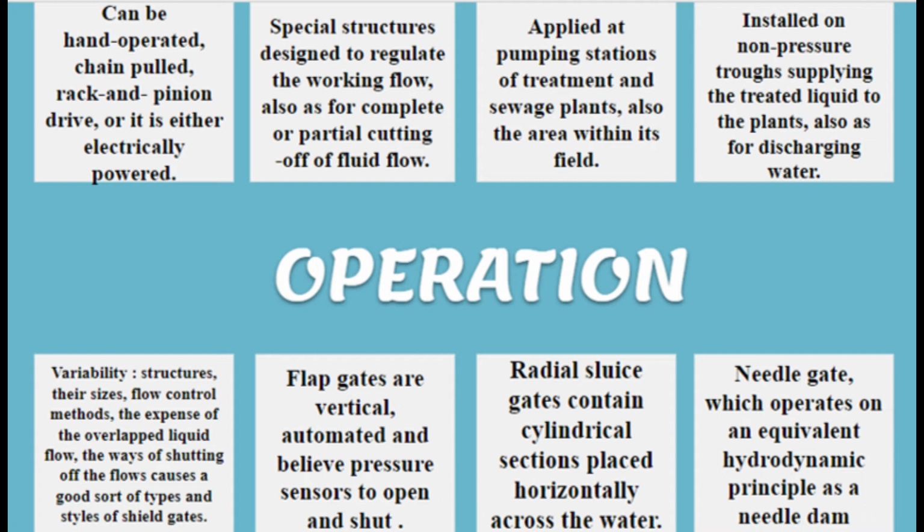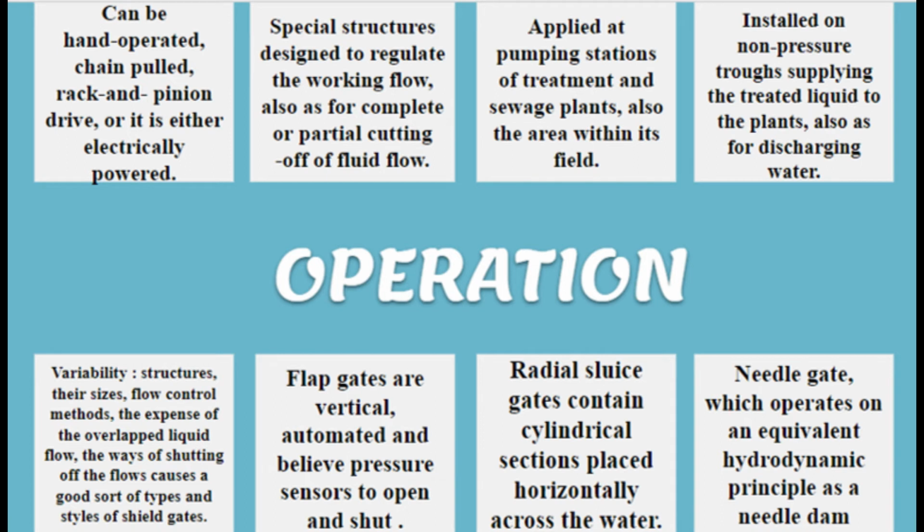Flap gates are vertical, automated, and use a pressure sensor to open and shut. Gates of this sort without a pressure sensor are called vertical rising sluice gates. Radial sluice gates contain a cylindrical section placed horizontally across the water. Each gate features a series of embedded rods which the gate operator controls to control the cylinder and adjust the water flow.